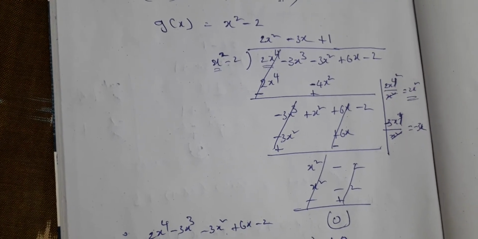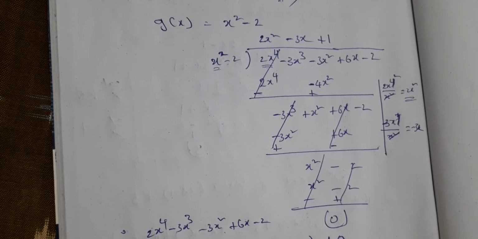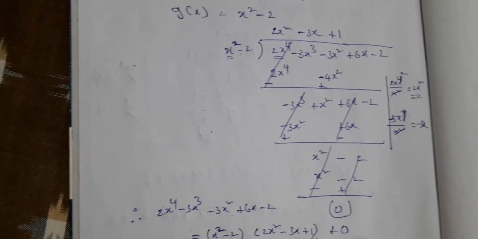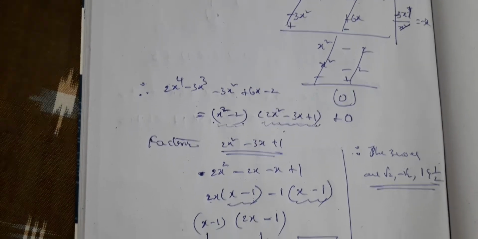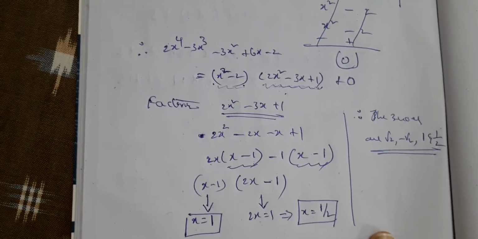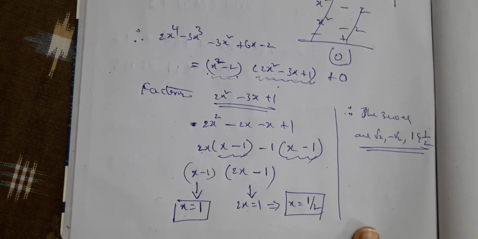So we got the remainder to be 0. Obviously you'll get the remainder to be 0. And then finally, from q of x we determined the other zeros. This is the answer.